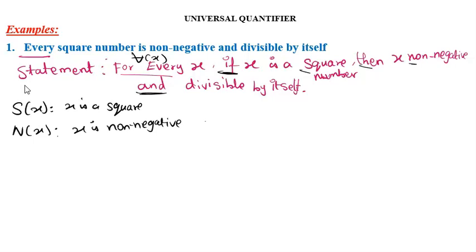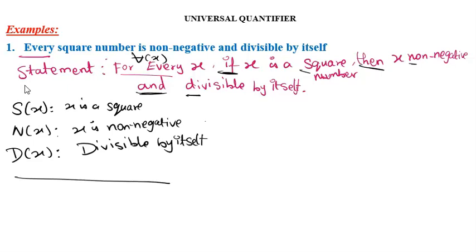The keyword if then means implication, and means an and operator. N of x is non-negative and divisible by itself. I will take the first character D of x, divisible by itself. This is the next step before converting to the symbolic form. Write a title here.